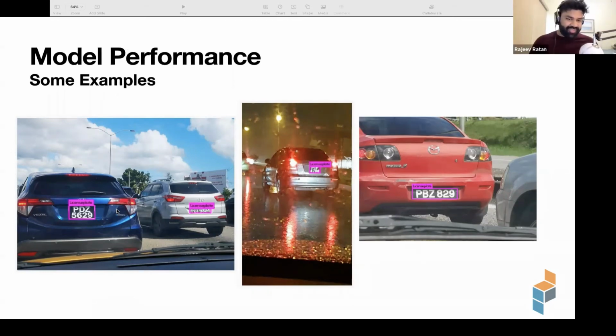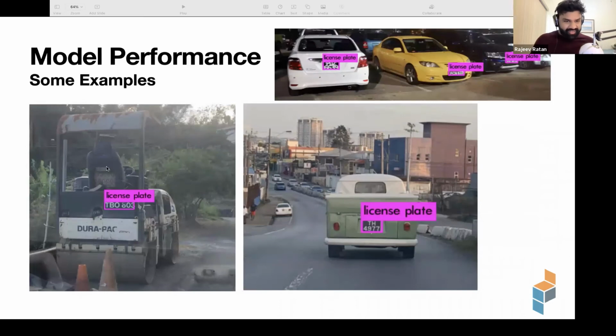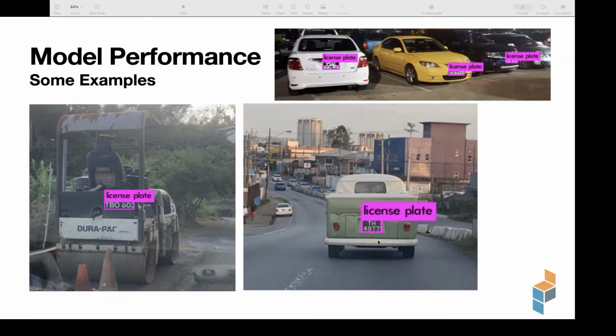It never saw these images before, and it picked up the license plates perfectly, even in rain, on all these images here. And now, even on non-standard vehicles like this mini steamroller here, it got it right. Got it right for all these cars in this car park here, and even this ancient antique van as well.